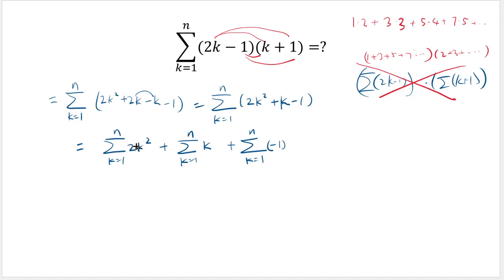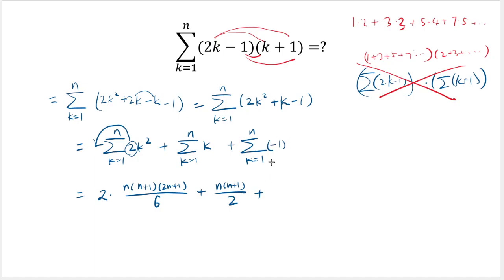And then you can also bring this 2 in front. So it's 2 times sigma of k squared, but we just did it, right? We just did the formula for the k squared, which is, hopefully you remembered it, but if you didn't, then you can go back to the video and figure out what it was. It was n times n plus 1 times 2n plus 1 over 6. Okay, and then the next one is n times n plus 1 over 2.